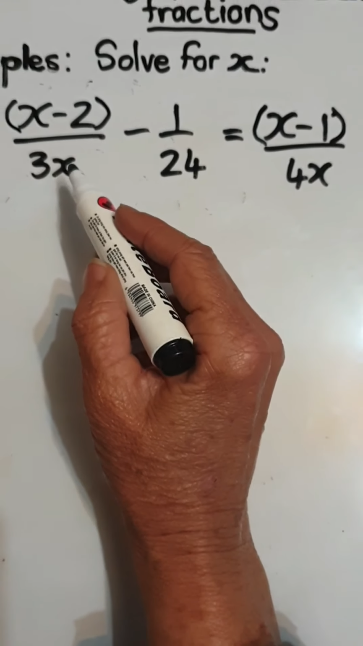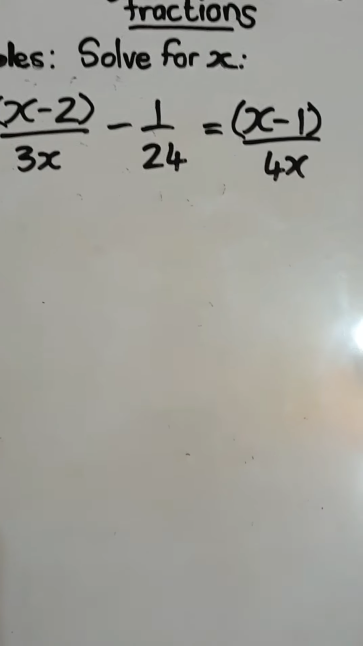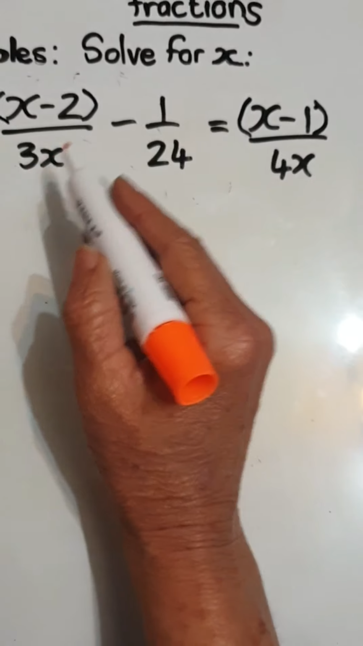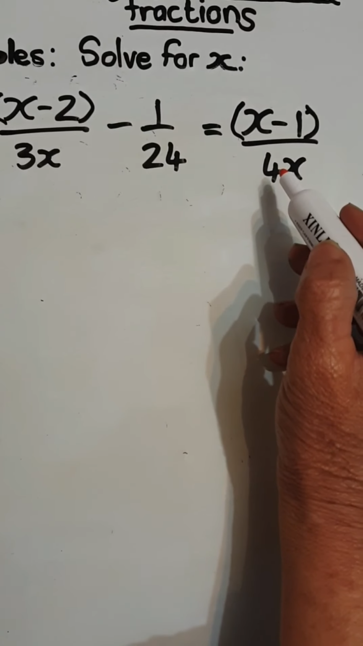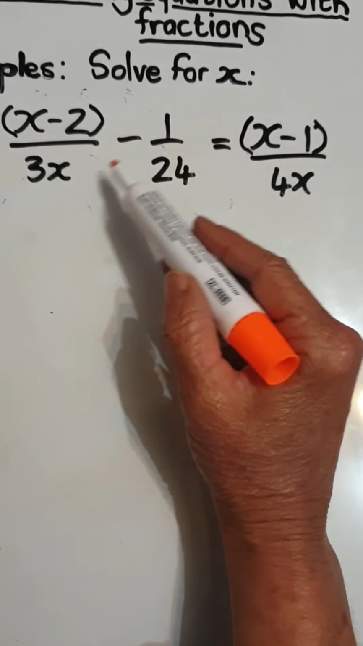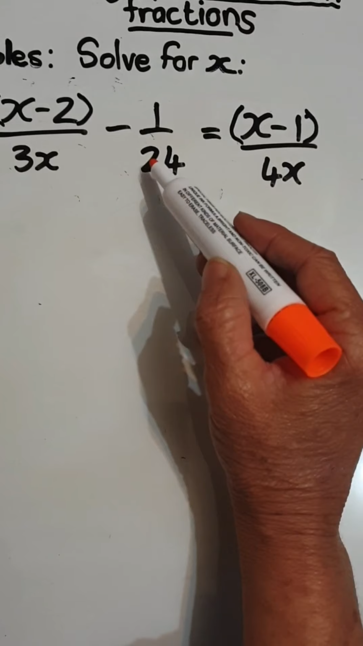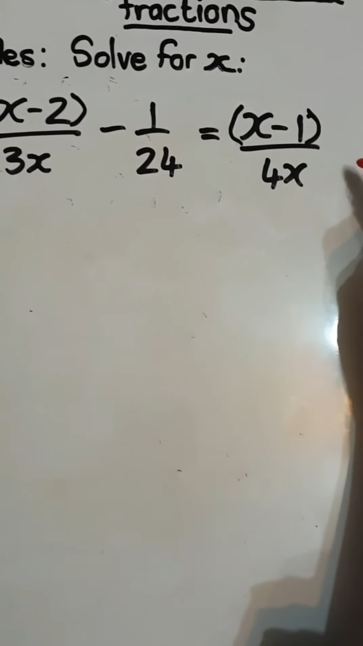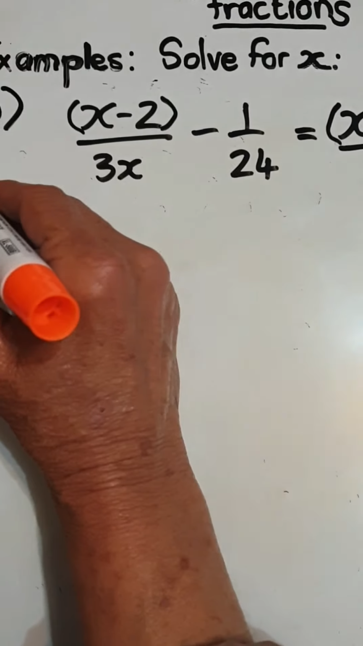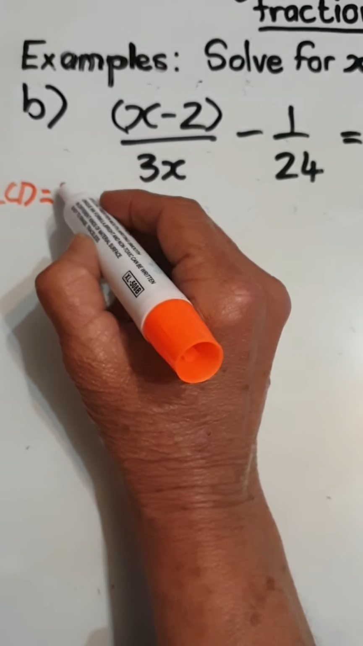Then I look and I see I've got 3x, 24 and 4x as a denominator. So I need the lowest common denominator of 3x, 24 and 4x. You should know that 3 can go into 24 8 times and 4 can go into 24 6 times. So that means that my LCD here, let's write it on this side now, my LCD will be 24x.